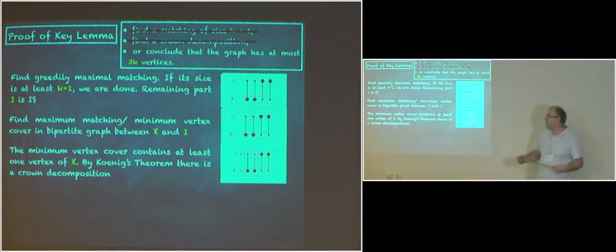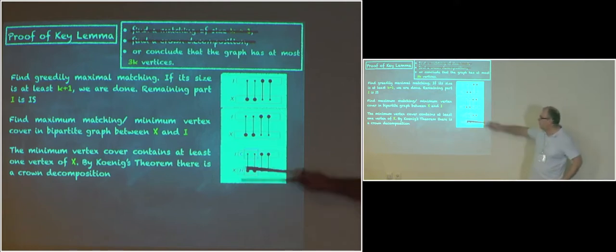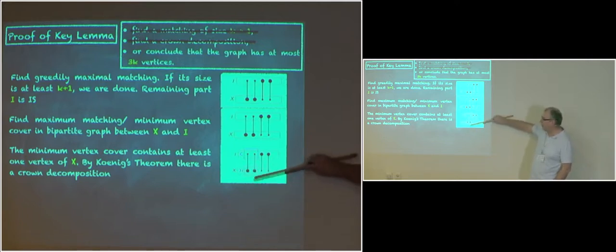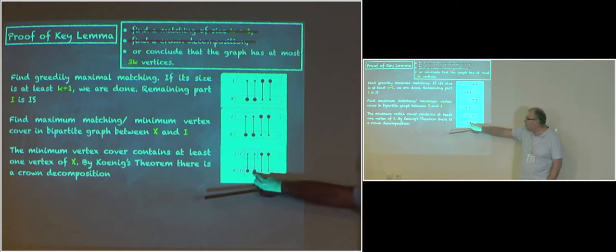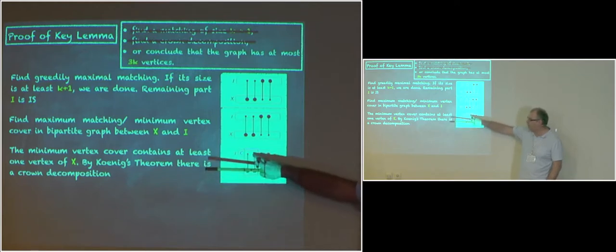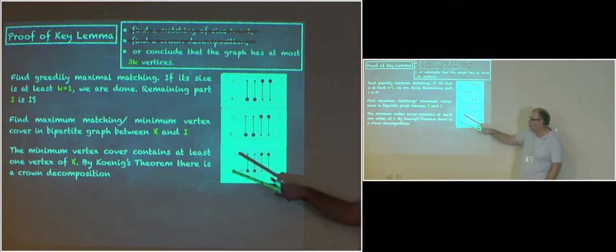Capital X are the endpoints of the matching, right? And capital H is the intersection of the vertex cover with X, right? Then I say that the capital H separates. So if I take the neighbors of H in I, then there's no edge coming from this neighborhood, from the vertex neighborhood below.